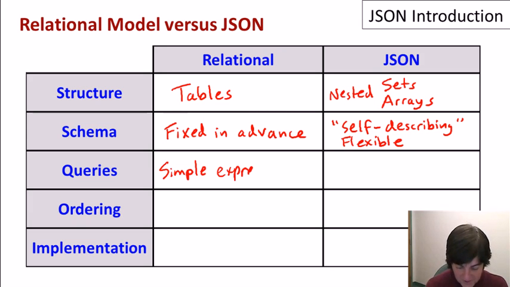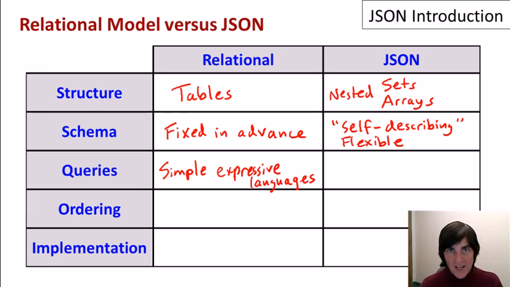As far as queries go, one of the nice features of the relational model is that there are simple, expressive languages for querying the database. In terms of JSON, although a few things have been proposed, at this point there's nothing widely used for querying JSON data. Typically, JSON data is read into a program and it's manipulated programmatically.